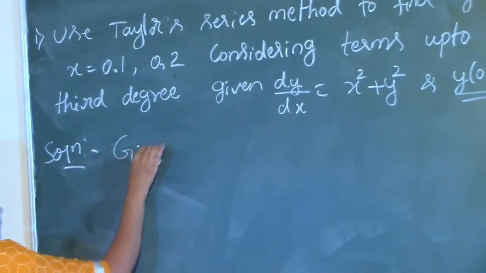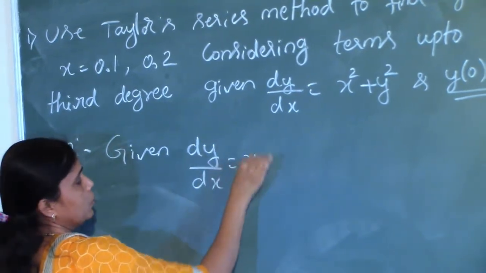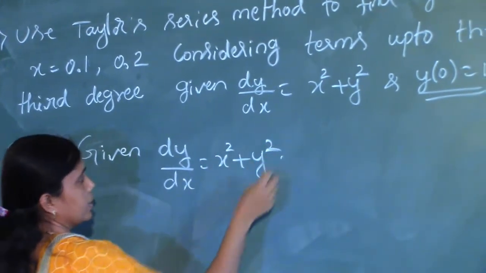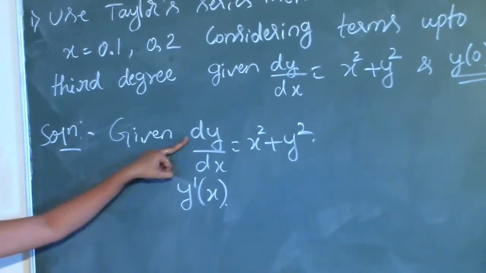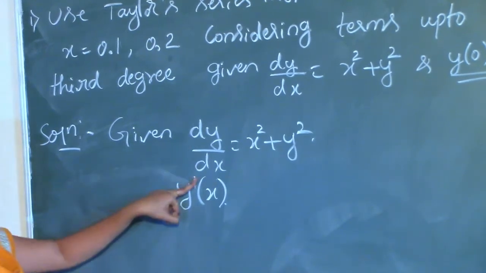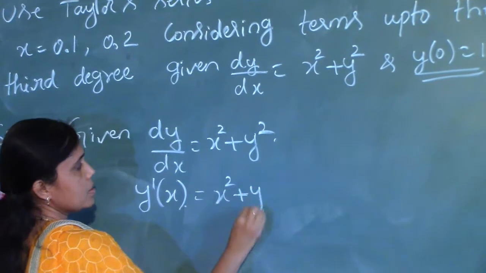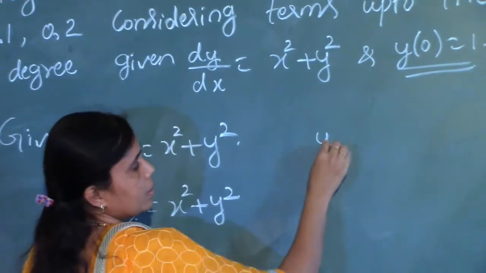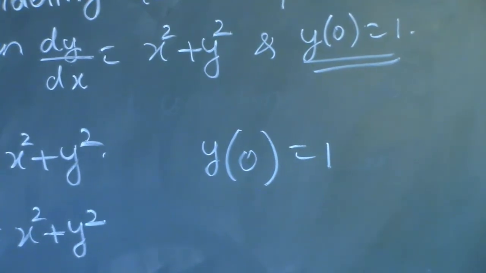Given dy by dx is equal to x square plus y square, means this is your y dash of x, because dy by dx is also denoted by y dash. So dy by dx is y dash of x whose value is x square plus y square, and the initial condition is y of 0 is equal to 1.